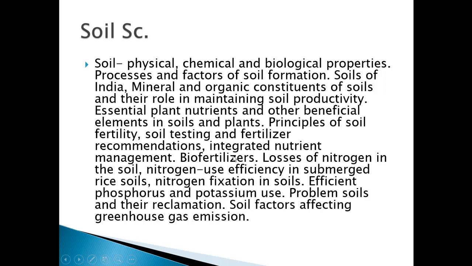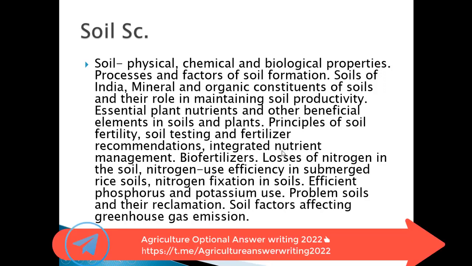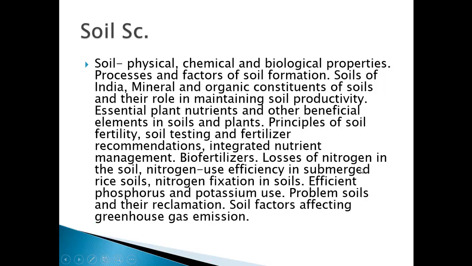We can add some diagrams. In biofertilizers, we have very good diagrams which we can add to show how the microorganisms have a relationship with the roots. And also look at this topic, the losses of nitrogen in soil. When you look at the losses of nitrogen in soil, we have a very beautiful diagram. Right now, it's very difficult to show it to you.